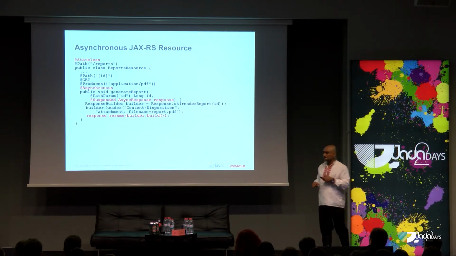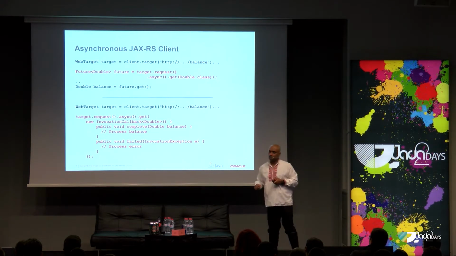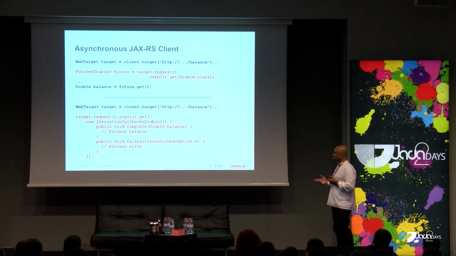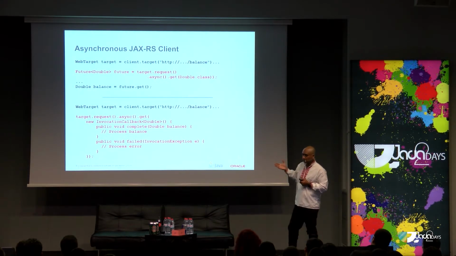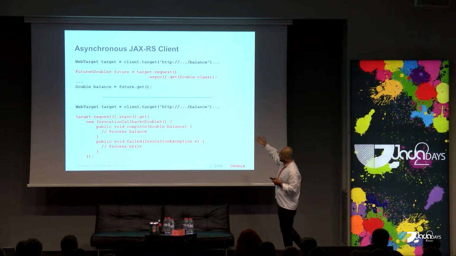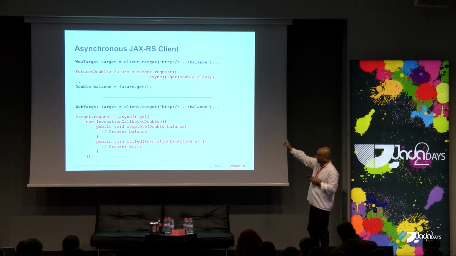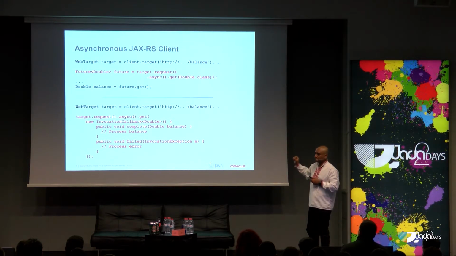Similar thing on the client side as well. The client-side API in JAX-RS is builder-based. If you want to convert something from synchronous to asynchronous programming, all you really need to do is add that async call, .async. And there are two different ways you can handle async.